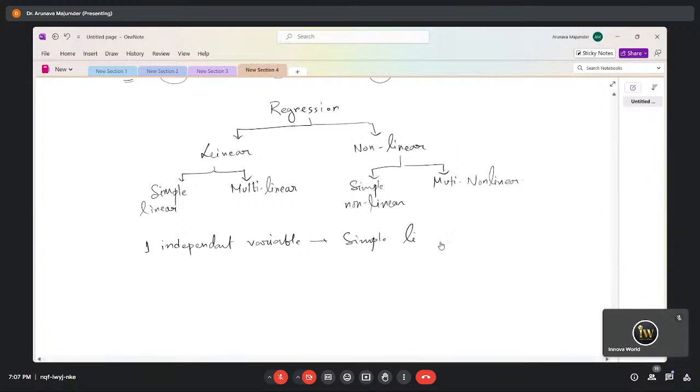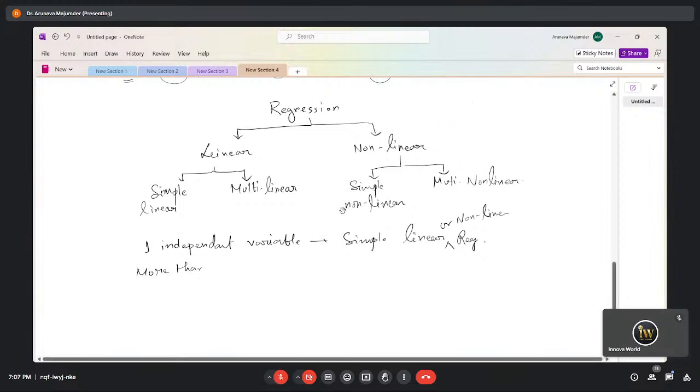So one independent variable: simple linear regression, or linear or non-linear. Simple linear or non-linear, and more than one independent variable: multi linear or non-linear.